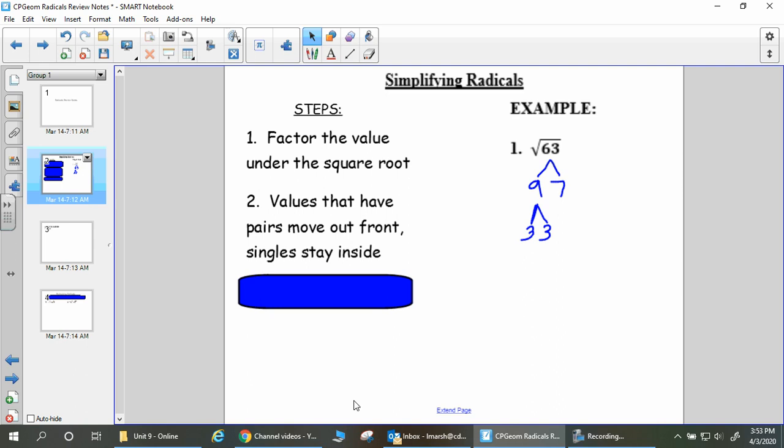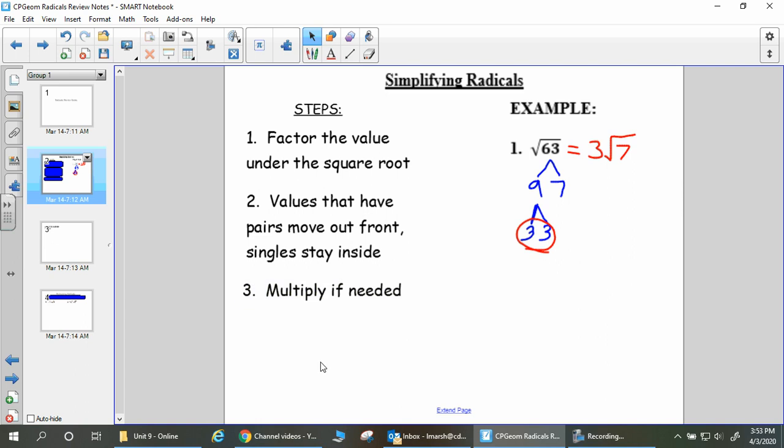Values that have pairs move out front, singles stay inside. So I have a pair of 3s, so the value of 3 moves out front. My single 7 stays inside. Because the 9 broke down, I'm not using the 9. It became the 3 times 3.